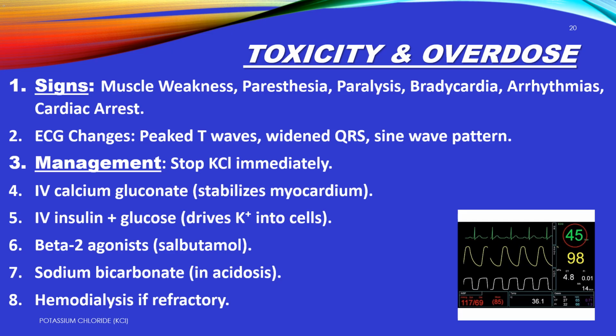4. IV calcium gluconate stabilizes myocardium. Calcium gluconate stabilizes cardiac membranes and reduces the risk of arrhythmias. 5. IV insulin plus glucose drives K into cells. Insulin and glucose can help drive potassium ions into cells, temporarily reducing serum potassium levels.